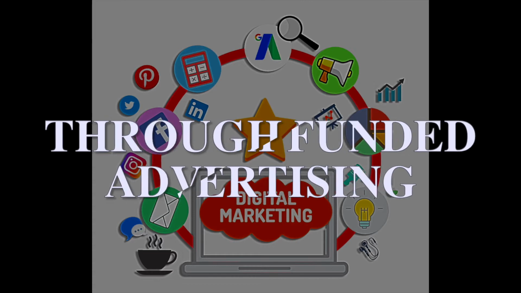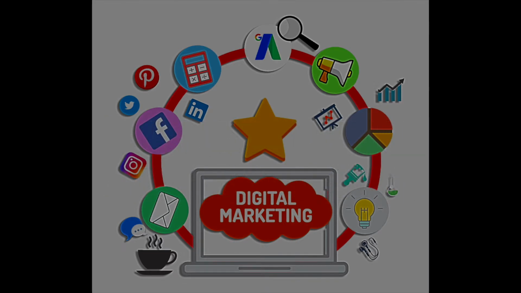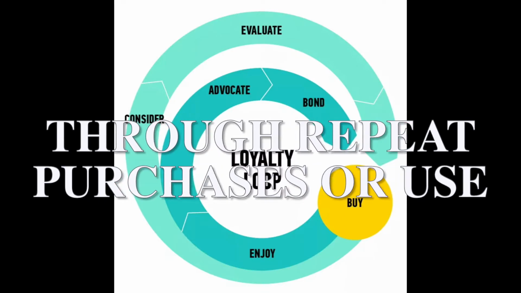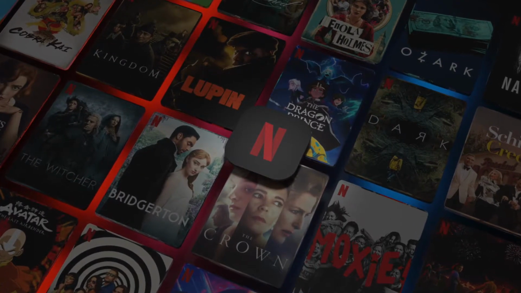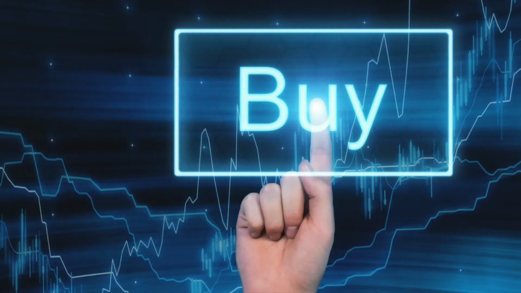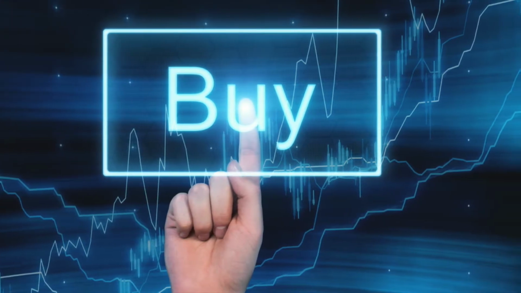Through funded advertising. For this to be a source of sustainable growth, it must be paid out of the revenue instead of being paid out of the investment capital. Repeat purchase or use. For products such as subscription plans, for example Netflix, those products are designed to encourage people to keep buying in the future so they can enjoy all the benefits of those products.